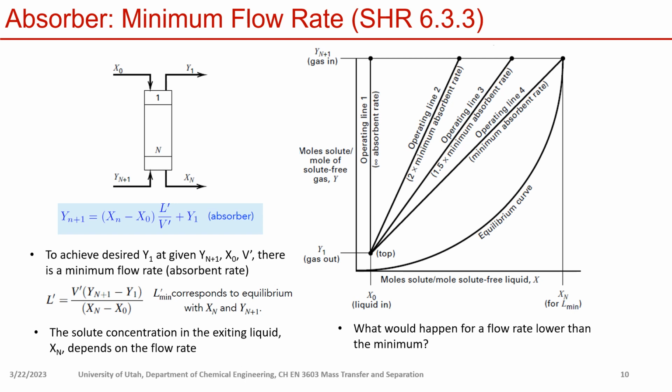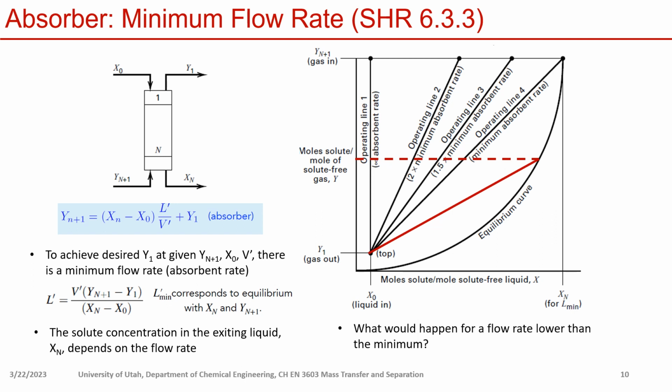But specifically, let's further reduce the liquid flow rate to below the minimum flow rate, right? Then we'll end up with an operation line that's below this minimum one. Then we know this operation line will cross the equilibrium curve at this point. It cannot go beyond that point, right? That will be beyond equilibrium, beyond thermodynamics.